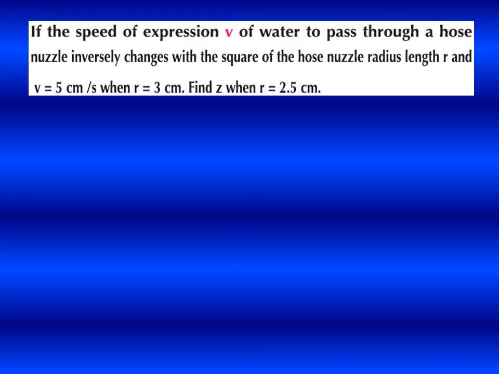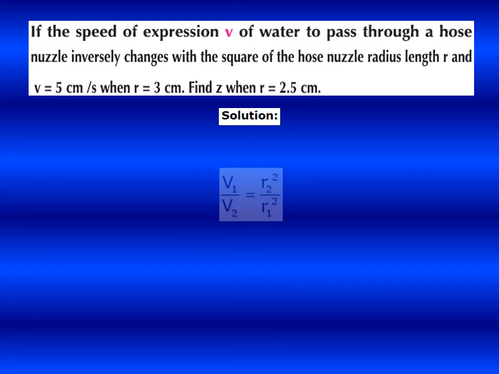If the speed V of water passing through a hose nozzle inversely changes with the square of the hose nozzle radius length r, and V equals 5 cm per second when r equals 3 cm, find V when r equals 2.5 cm.